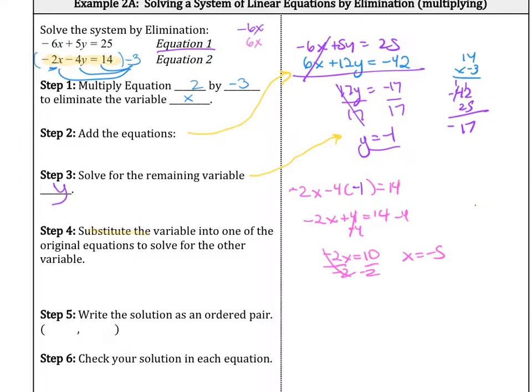So immediately we can write that as an ordered pair. Remember that the x's get written first, so negative 5, and we have negative 1.